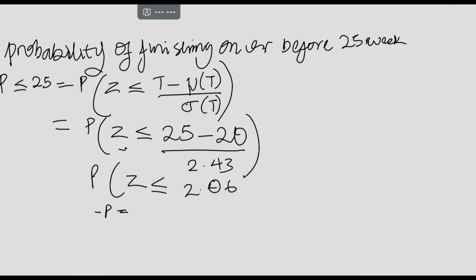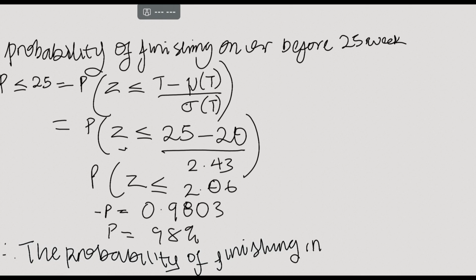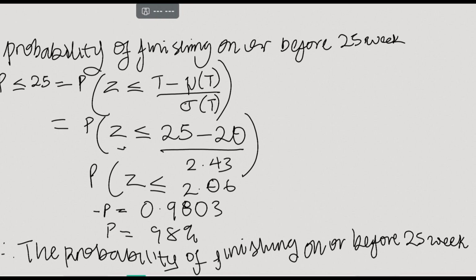And P equals 0.9803, which is approximately 98%. So to answer the question, the probability of finishing on or before 25 weeks is 98%.